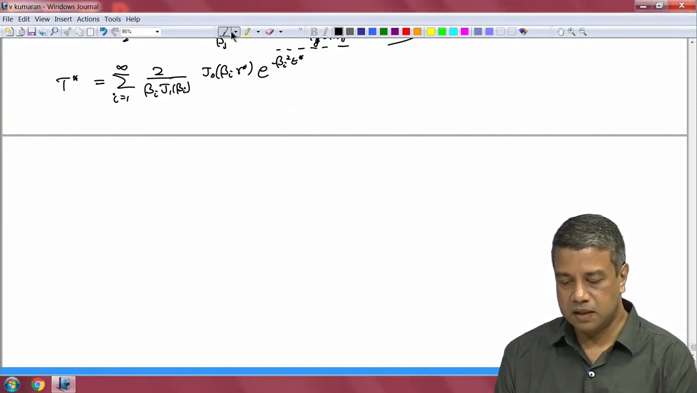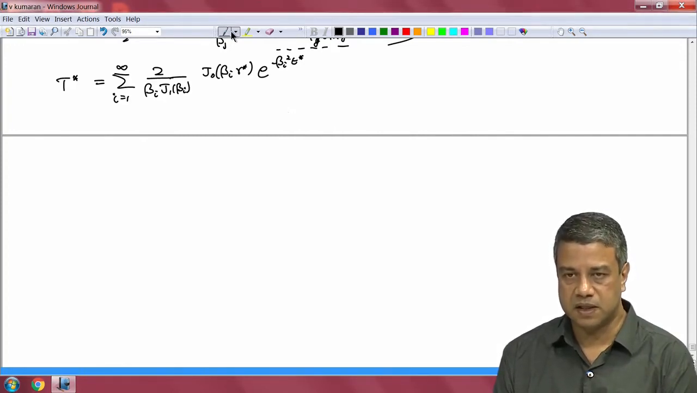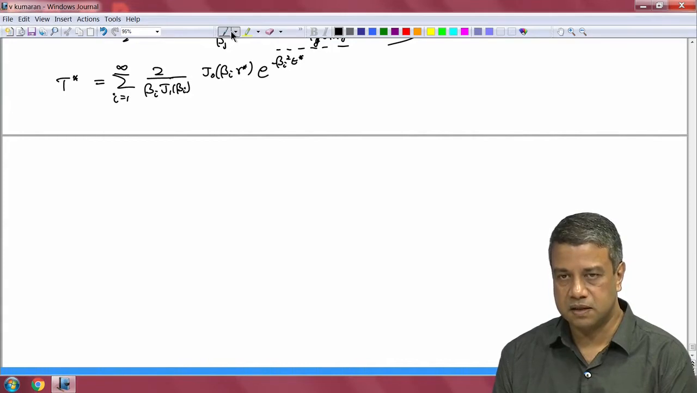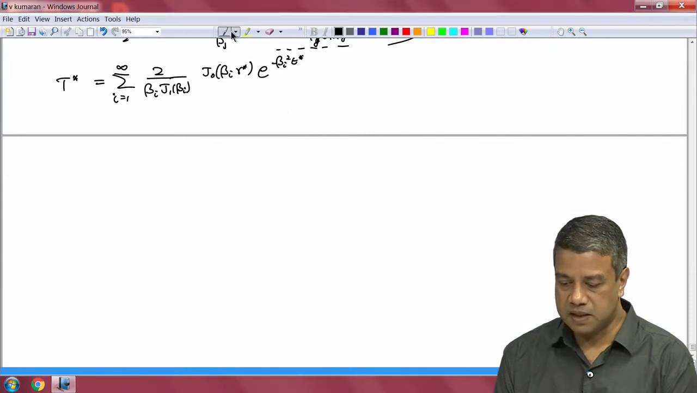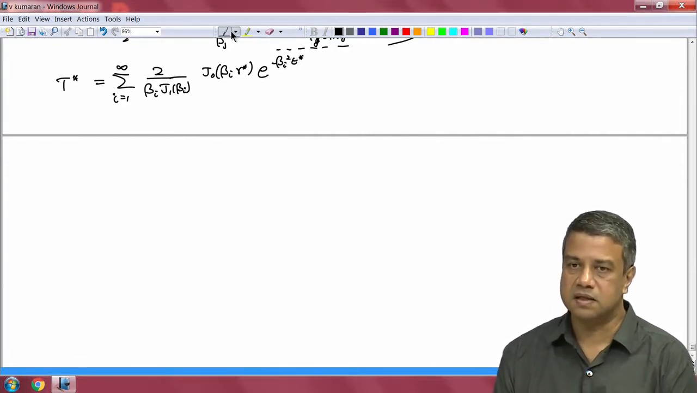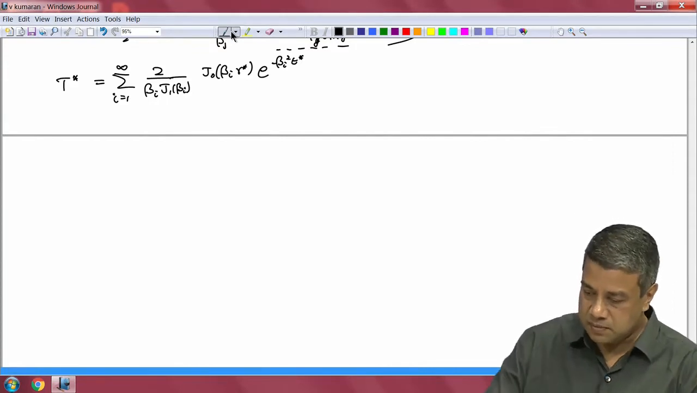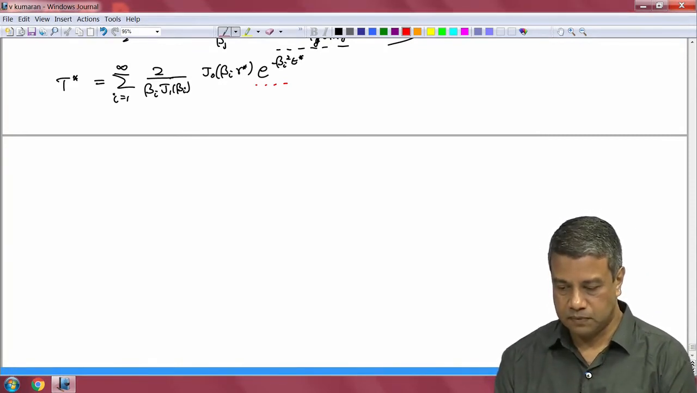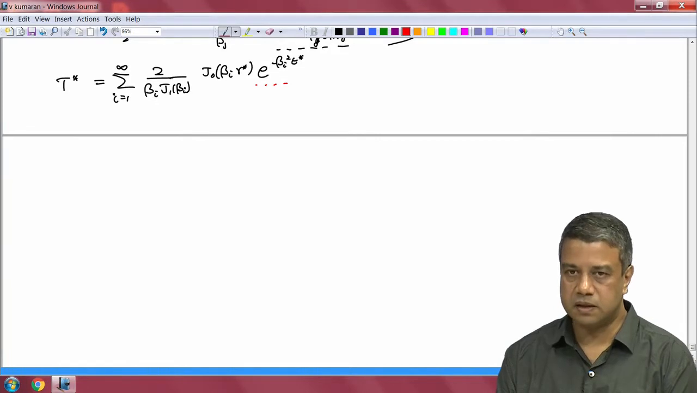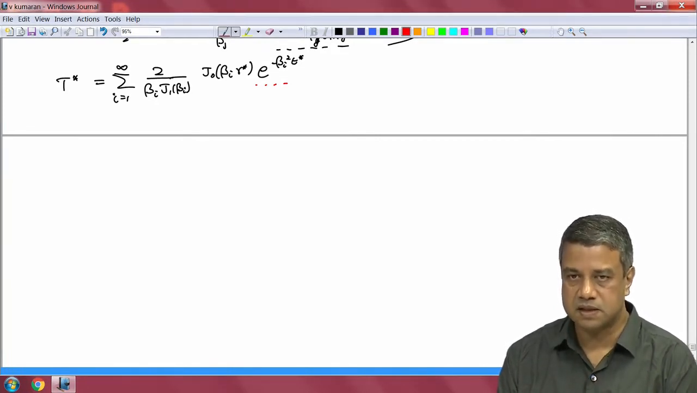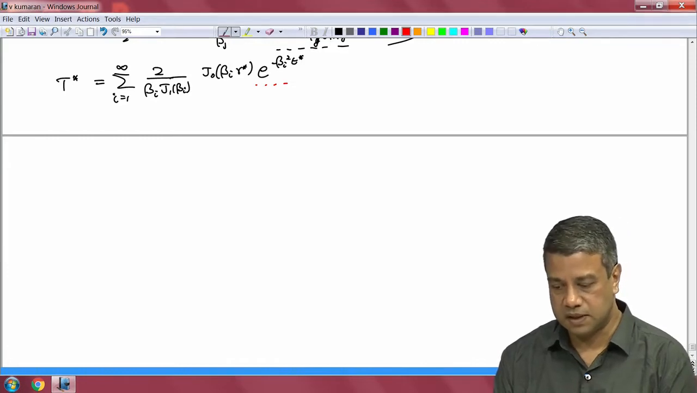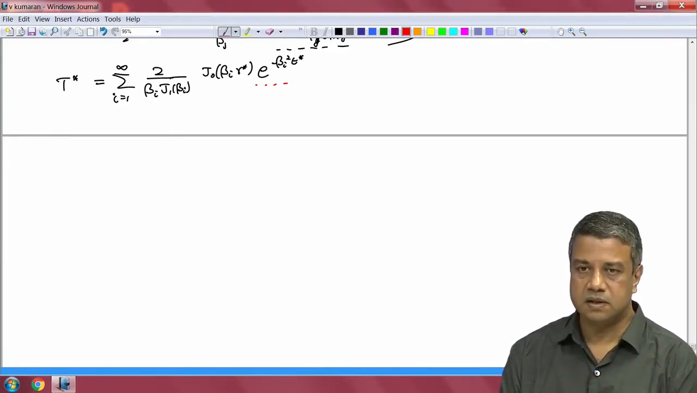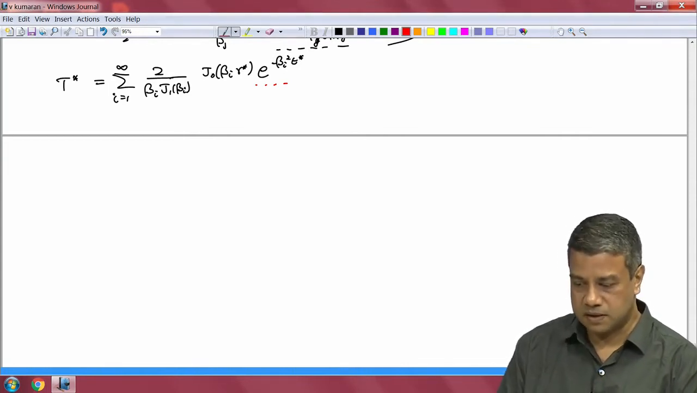And beta I monotonically increases as I increases, because beta 1 is the first 0 crossing, it has the smallest value, beta 2 is the second 0 crossing, it is higher, beta 3 is the third and it is still higher, and so on. That means that e power minus beta I square t decreases as I increases. Therefore, this exponential term decreases as I increases, which means that I can get a good numerical approximation by truncating this series after a finite set of terms. And then I can examine how the actual solution compares with the analytical approximation.